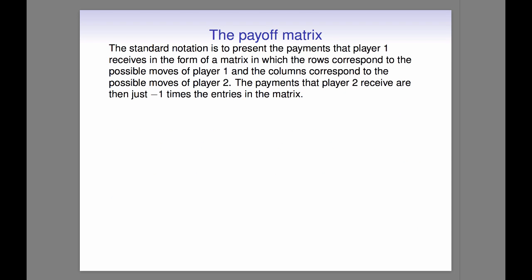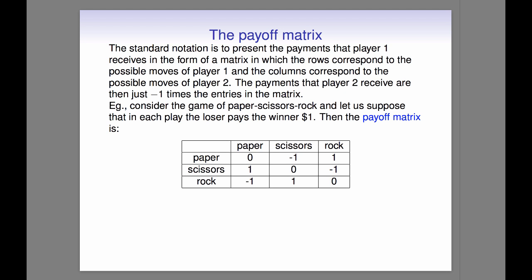And to describe such a game, we have a payoff matrix, which describes the wins that one player will receive depending upon the moves that they make and the moves that their opponent makes. So we assume here that we have two players, player 1 and player 2, and player 1's gains are given in the matrix. For instance, consider a game of paper, scissors, rock. And the moves here are paper, scissors, or rock.